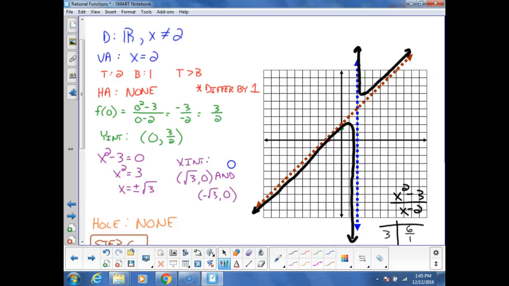Now, what about end and asymptotal behavior, right? As x goes to positive infinity, where does my function go? No, I have a question. I know, let me finish mine. As x goes to positive infinity, where does my function go? Positive infinity, because it's shooting off way up here. Okay? As x goes to negative infinity, where does my function go? Negative infinity. As x approaches 2 from the left, negative infinity. As x approaches 2 from the right, positive infinity.